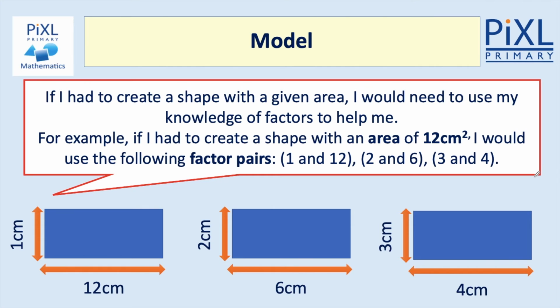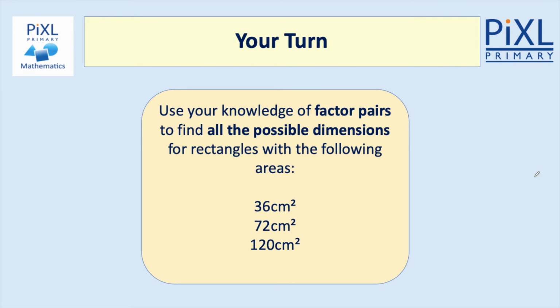If I had to create a shape with a given area, I would need to use my knowledge of factors to help me. For example, if I had to create a shape with an area of 12 centimetres squared, I would use the following factor pairs: 1 and 12, 2 and 6, or 3 and 4. So it's your turn again now. Use your knowledge of factor pairs to find all the possible dimensions for rectangles with the following areas. So the first one is 36 centimetres squared, then 72 centimetres squared, and then 120 centimetres squared. Pause the video now and have a go at that.